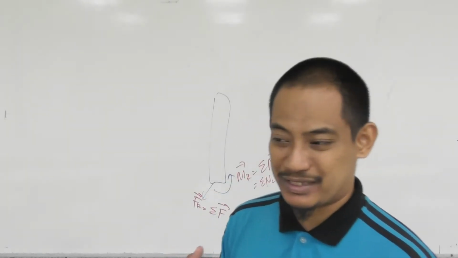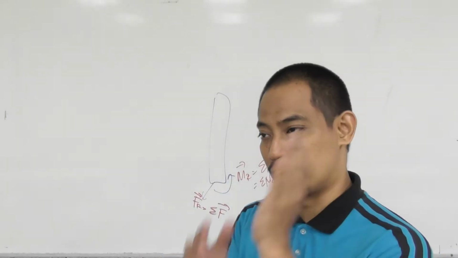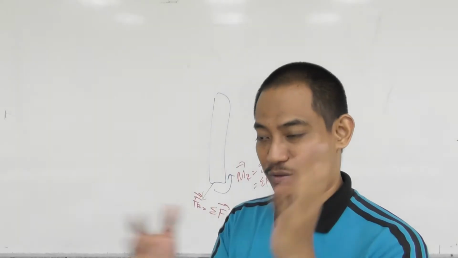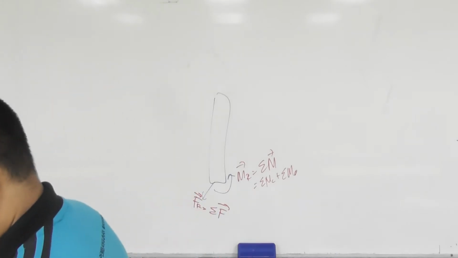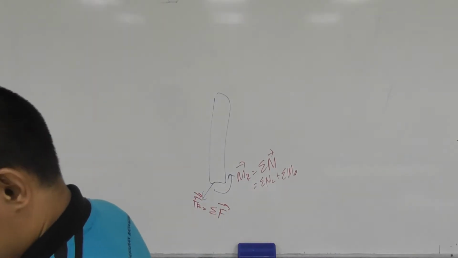In scalar form, you have to resolve x and y, add the components in x and y, and then you get the resultant back with a square root. Okay, so that's the idea. I think we have the example.